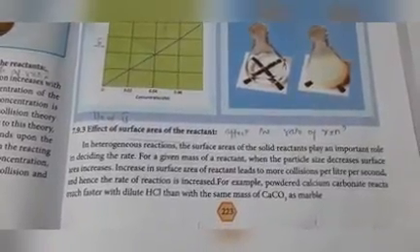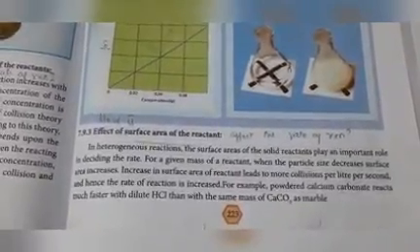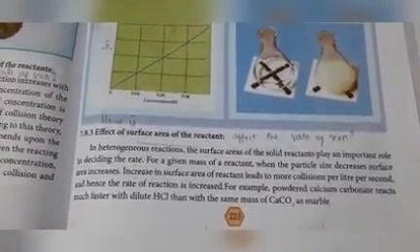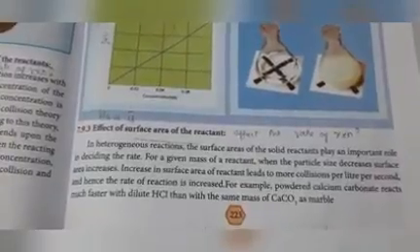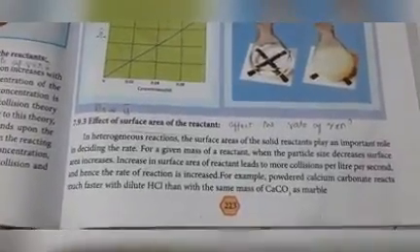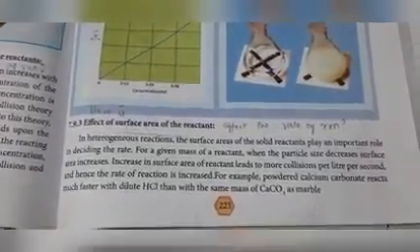Greater surface area means more collisions take place. More collisions means more product is formed. So, the rate of the reaction is increased. So, surface area also affects the rate of the reaction.